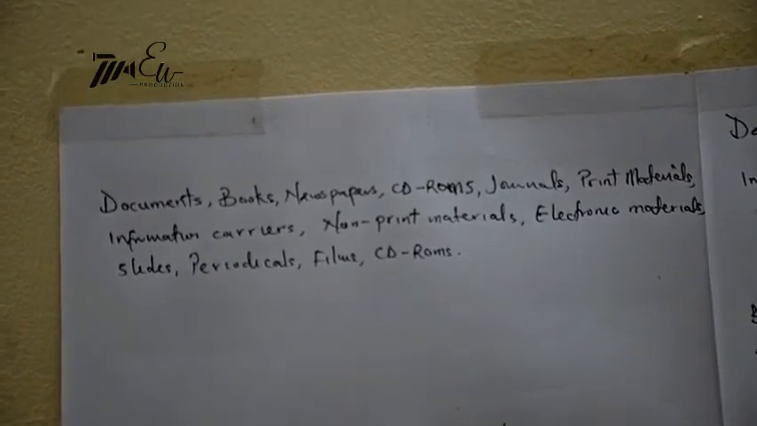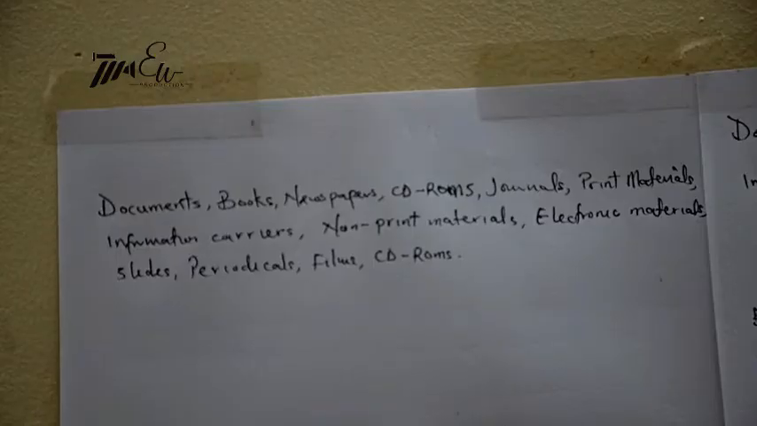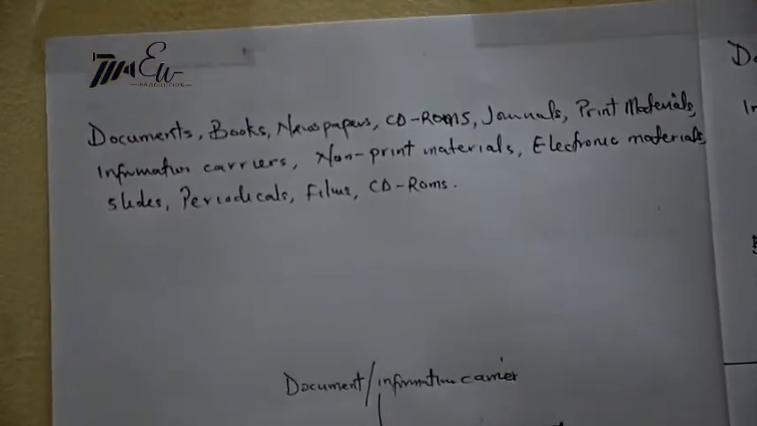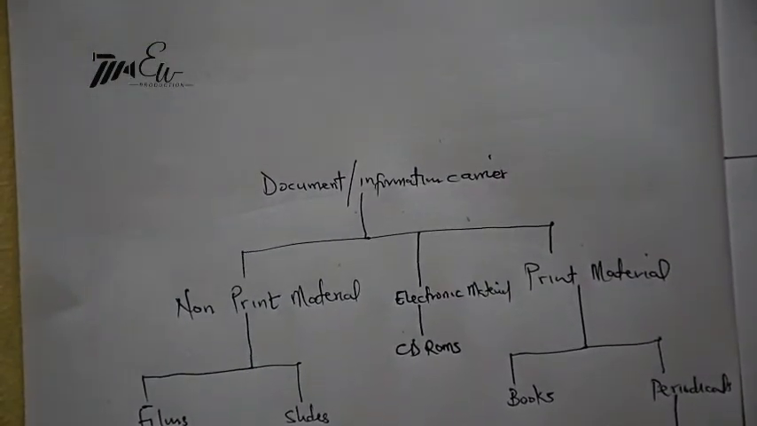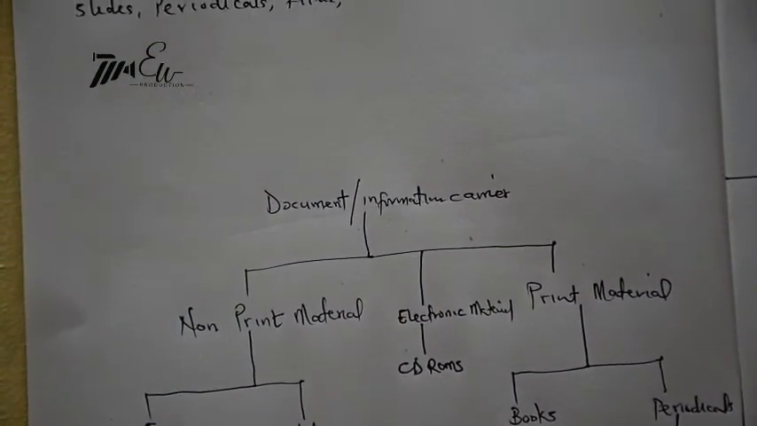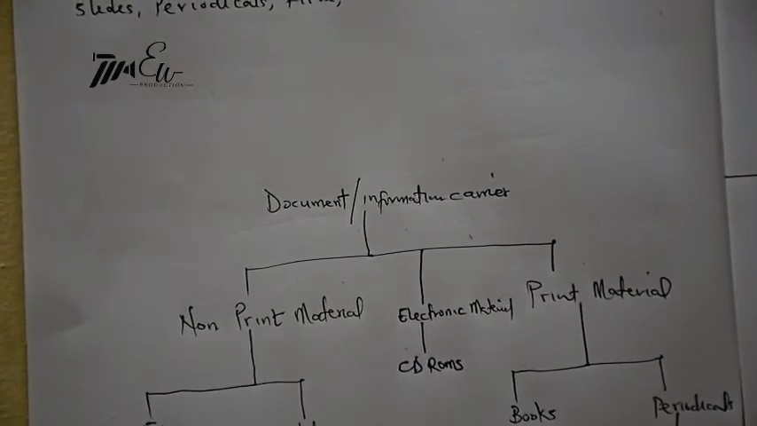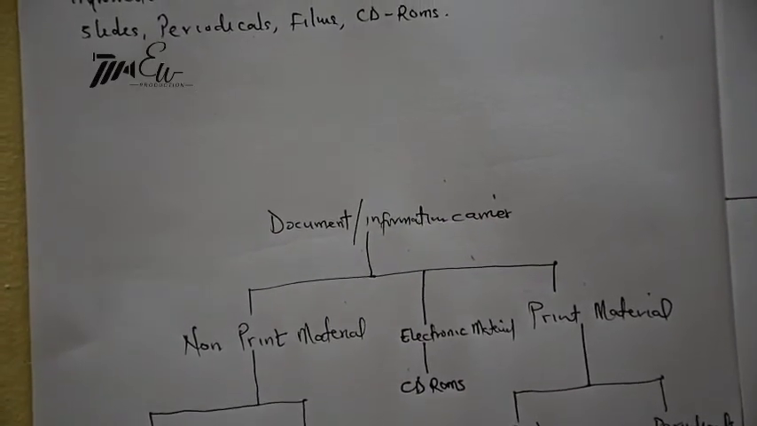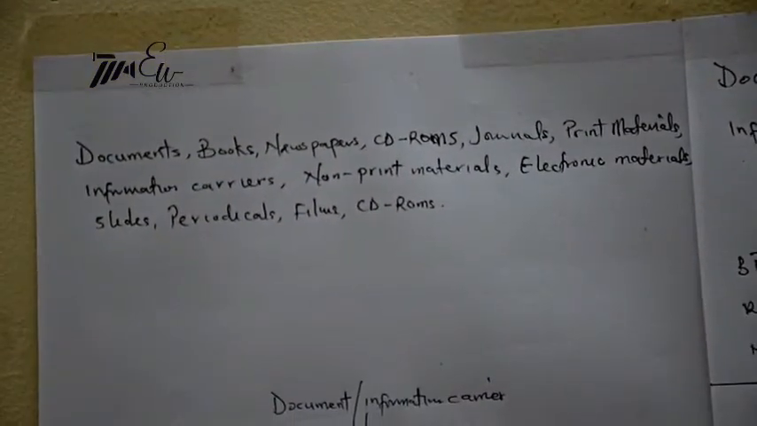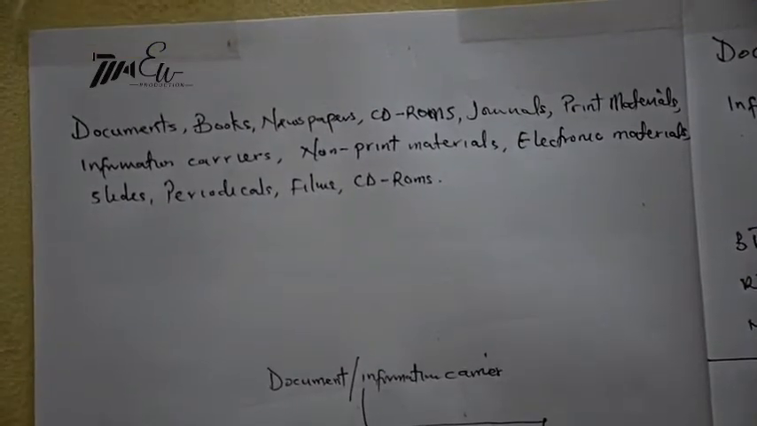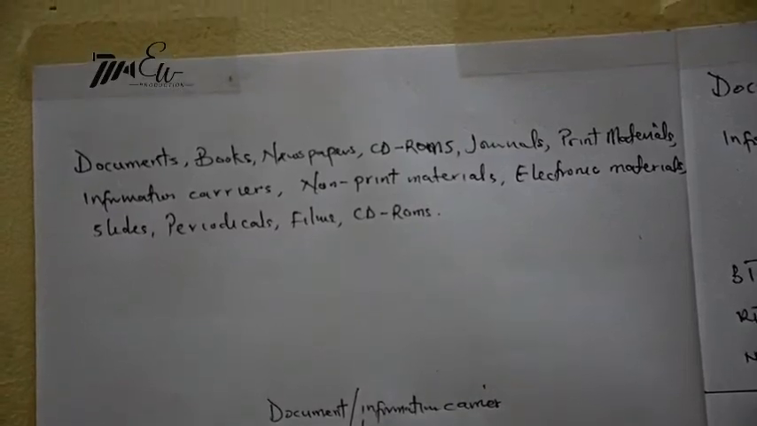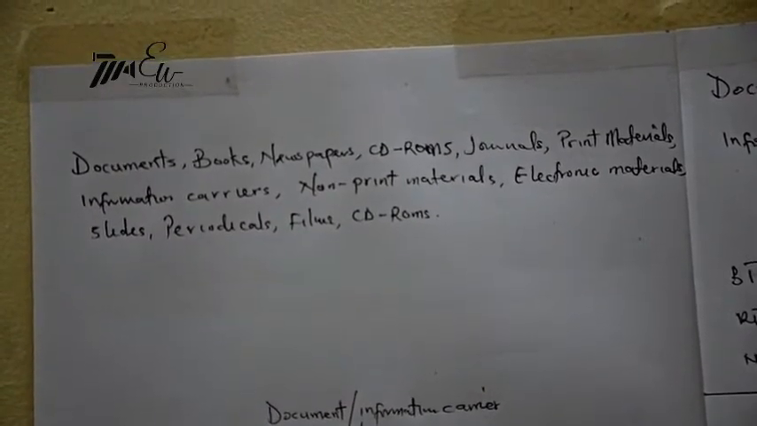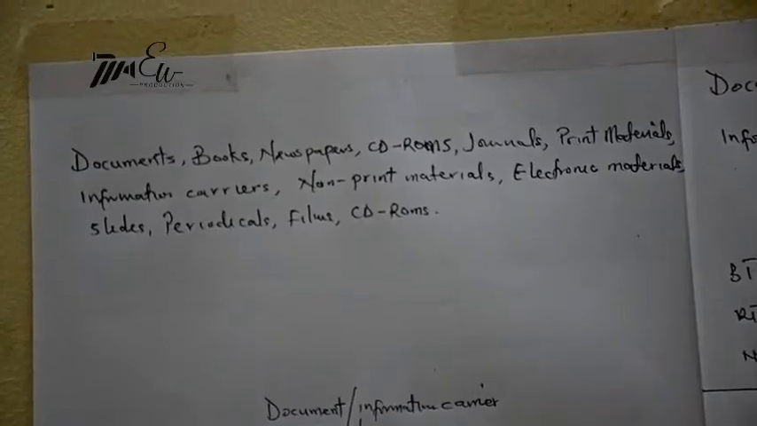Okay, one is on top and the other is below. So, per our tree diagram, we can say that non-print materials, electronic materials, and print materials have a hierarchical relationship with document and information carrier. Likewise, frames and slides have a hierarchical relationship with non-print materials. CD-ROM has a hierarchical relationship with electronic materials. Books and periodicals have a hierarchical relationship with print materials. Journals and newspapers have a hierarchical relationship with periodicals.